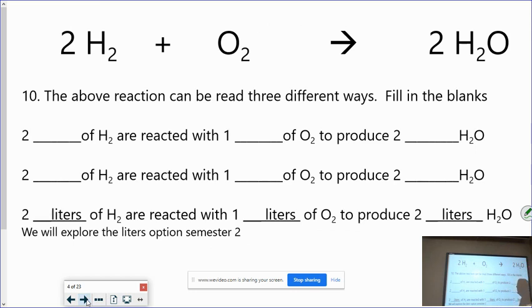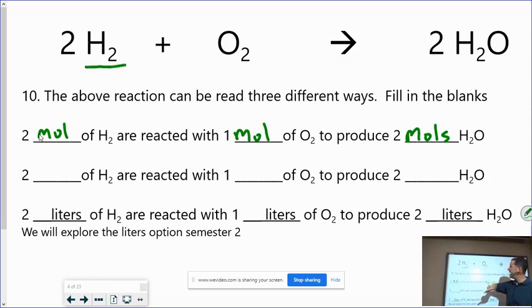So we're looking at this particular chemical reaction. The above reaction can be read 2 different ways. Fill in the blanks. Well, I kind of already let the cat out of the bag. 2 moles of H2 are reacted with 1 mole of O2 to produce 2 moles of H2O. That's one way of reading it. What is H2? Is that an atom? No, it's not. It's a molecule. So we can put that in here, molecule. And there is no abbreviation for molecule, just so you are aware.